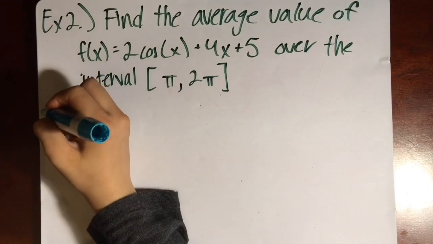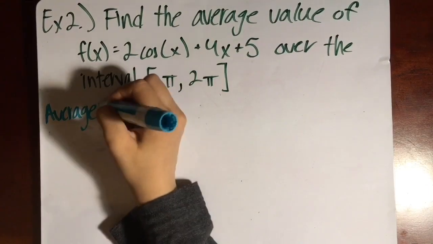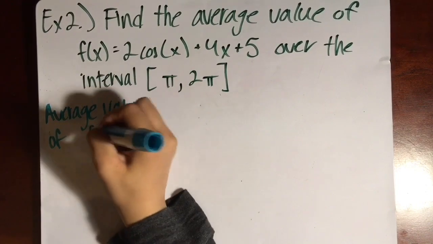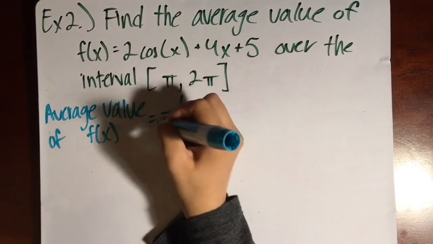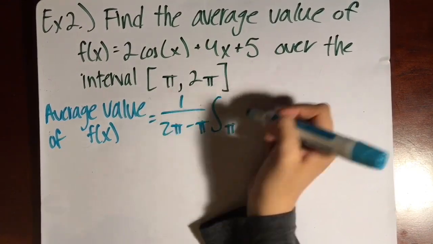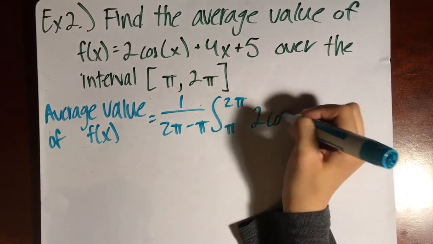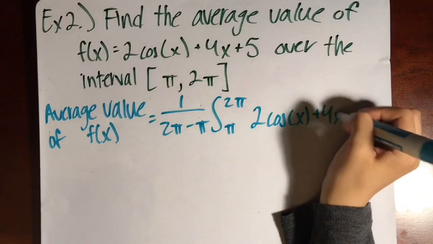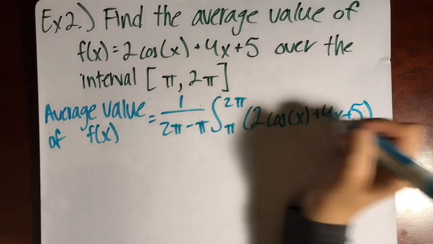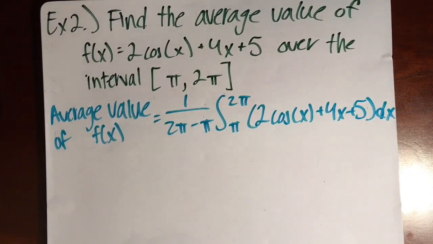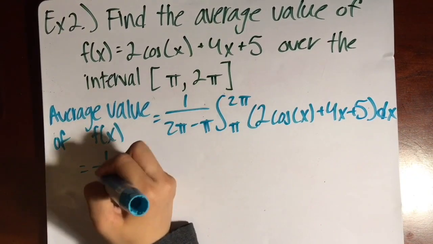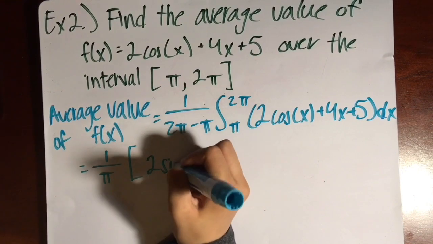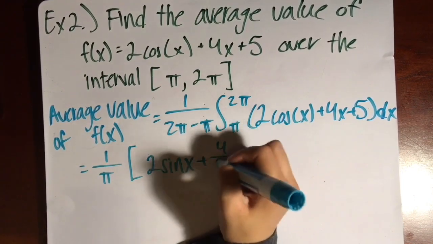For problem 2, we want to find the average value of f of x equals 2 cosine x plus 4x plus 5 over the interval pi to 2 pi. As previously mentioned, this is the formula that can be used to find the average value over the closed interval a to b. Set up the equation by plugging each number into the respective part of its formula. Use trig rules and basic integration rules to find the indefinite integral.